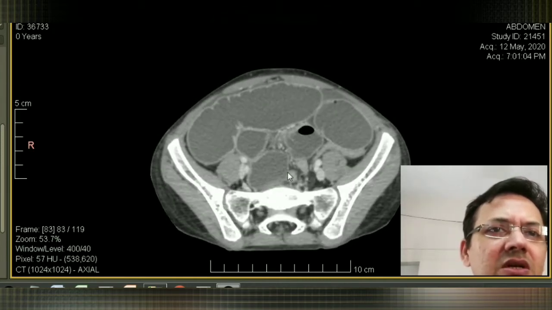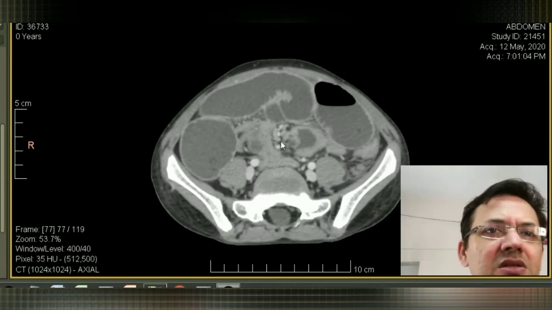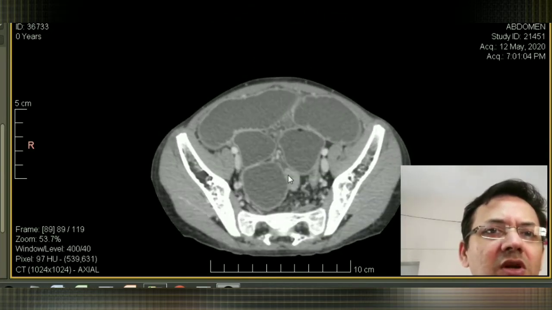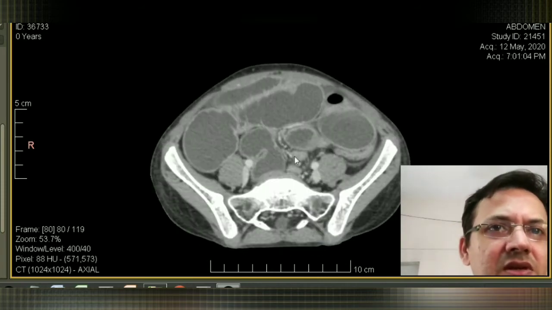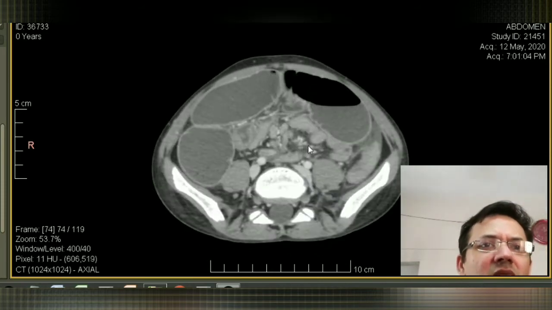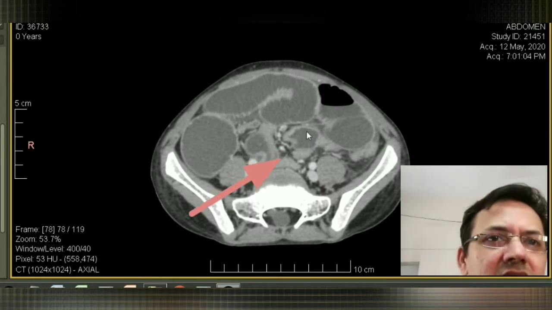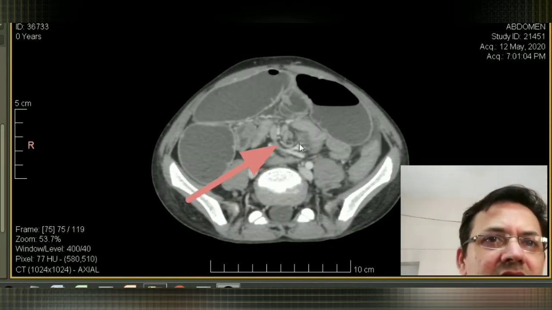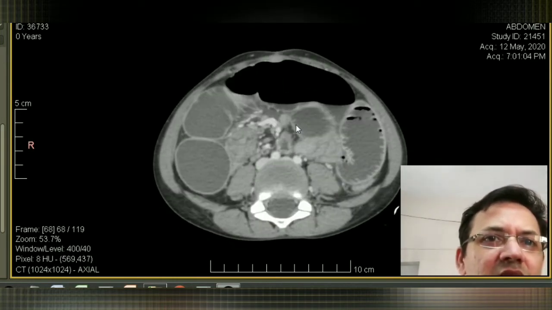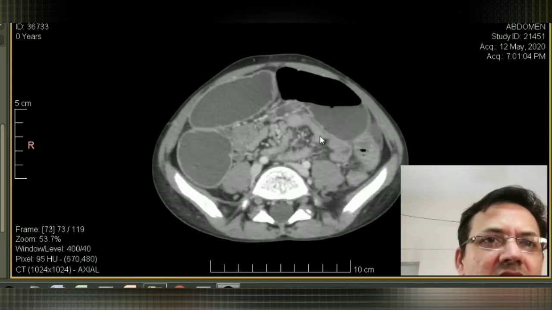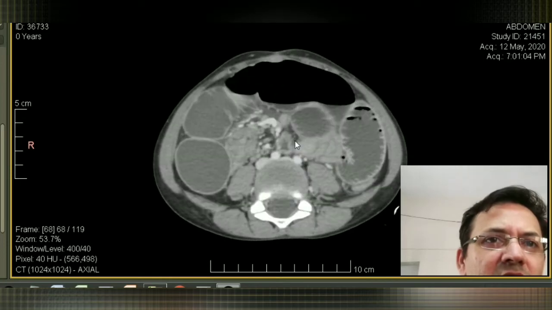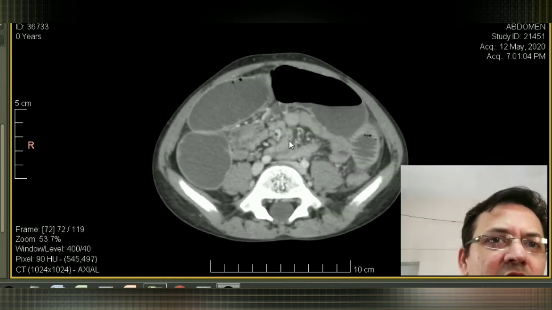So here we can see the transitional loop from dilatation to the collapse level. We can see it is located here in the center of the abdomen, almost at the umbilical level. So this is some diverticular-like structure arising from the proximal ileal loop and almost at the level of the aortic bifurcation in the central abdomen.